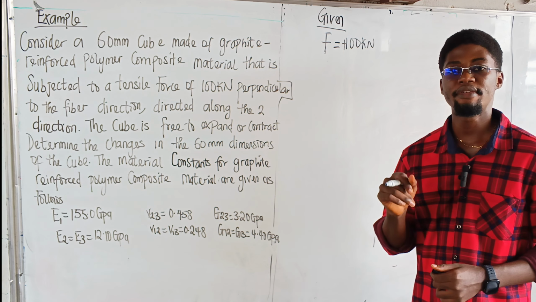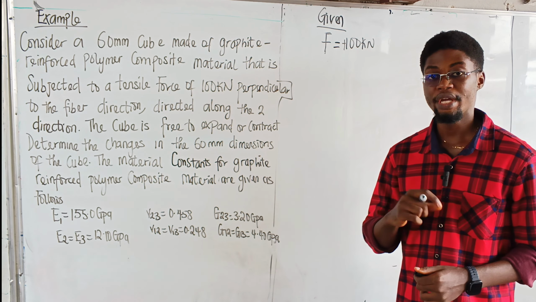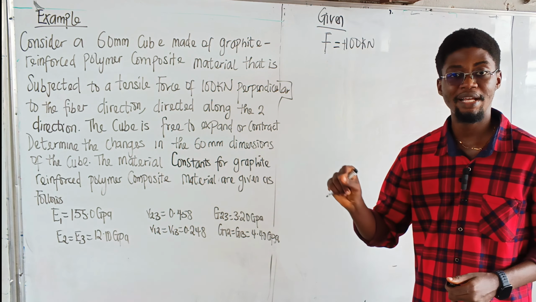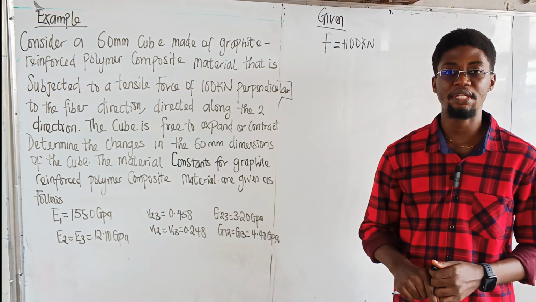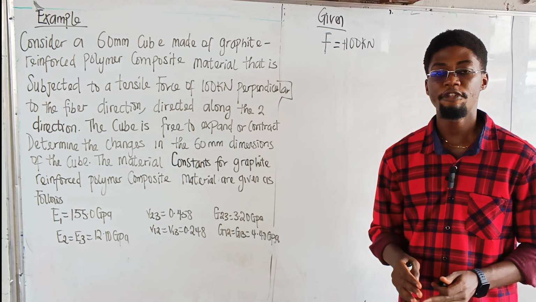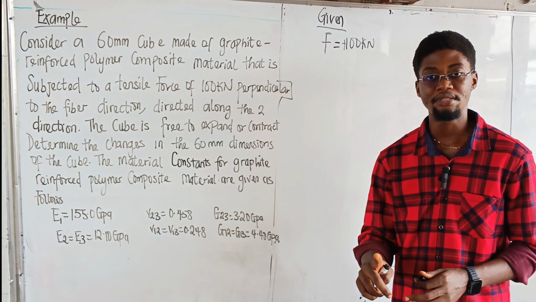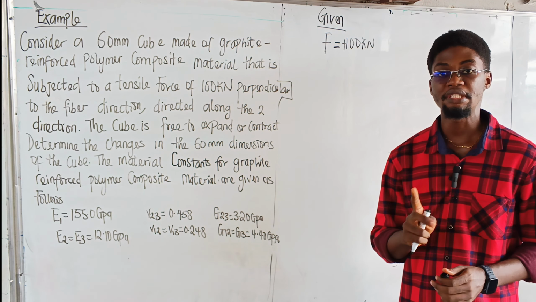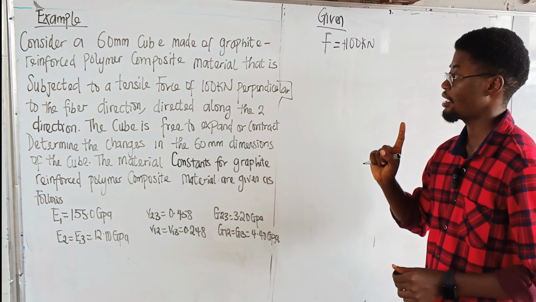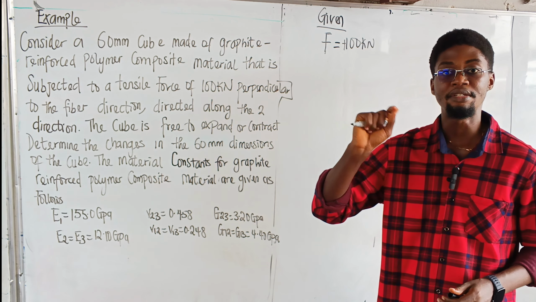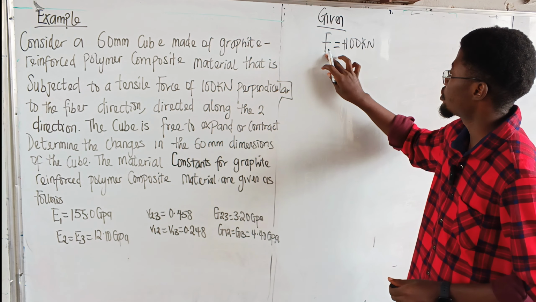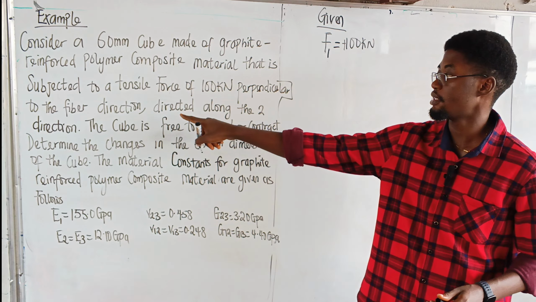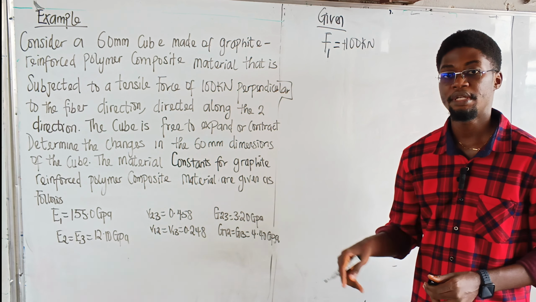Another thing you should note is whenever you are writing your parameters from this type of question, you must take note of where the force is being applied. Here they told us that this 100 kilonewton is applied in the fiber direction. Do you remember what I said about fiber direction? Fiber direction is always direction 1. It is aligned with the fiber. So my force, I'm going to indicate with a 1, to show that it is applied in the fiber direction.